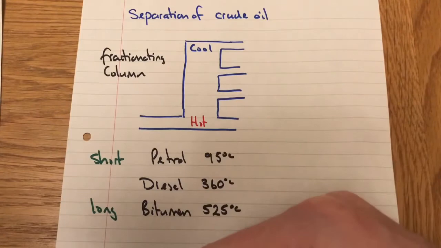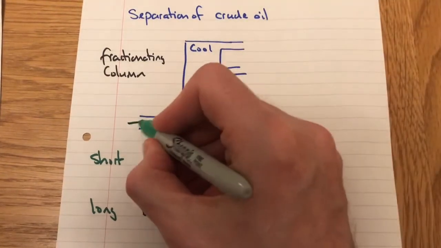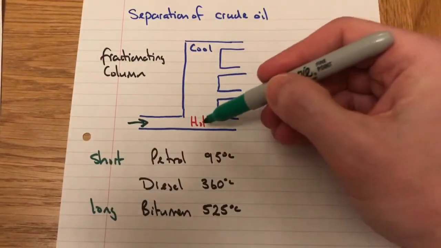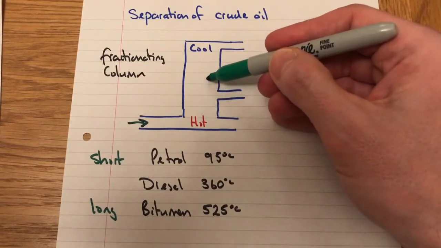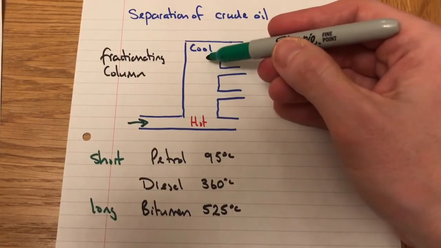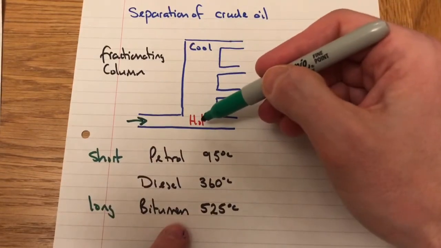Here's my fractionating column. And what happens is the crude oil is pumped in at the bottom. It's very hot at the bottom. And as you go up the column, then it starts to become cooler and cooler and cooler. So all 3 of these are pumped in as a mixture.